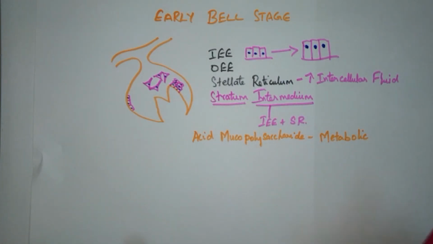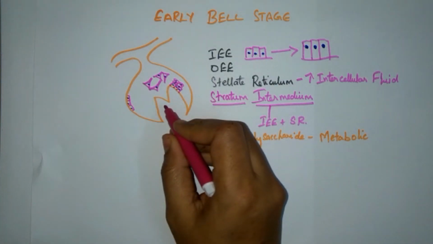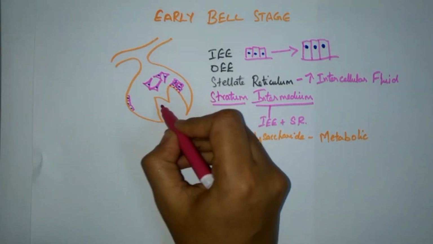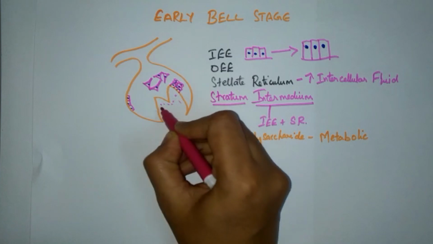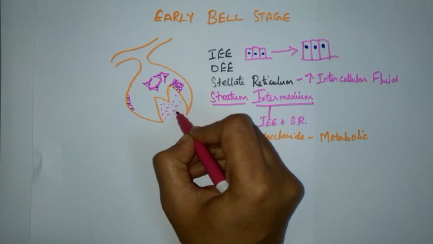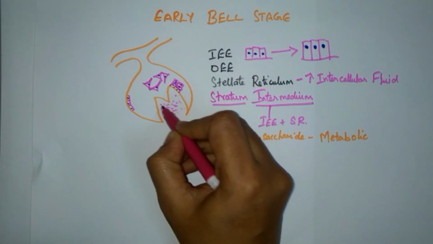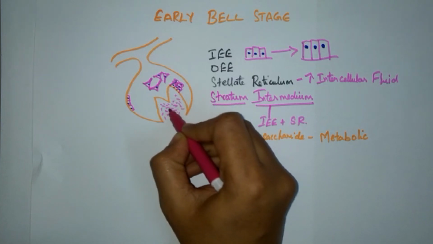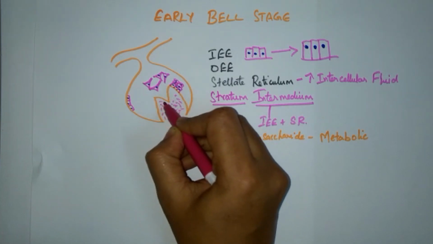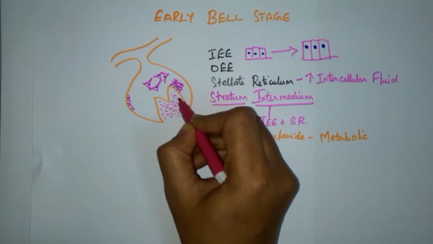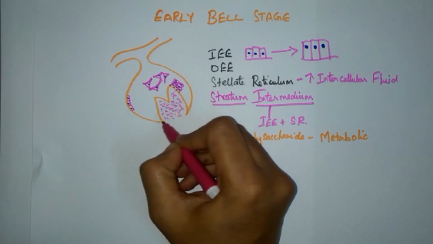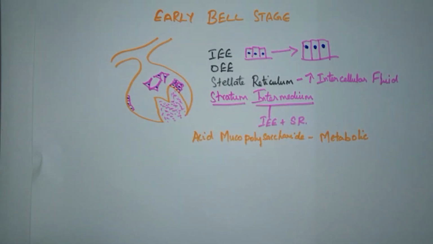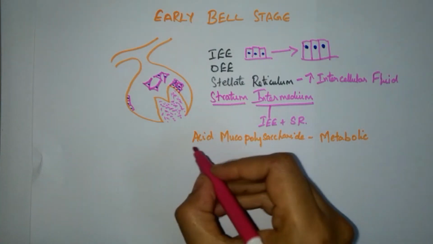Now we need to know how this dental papilla will appear. There is condensation of the fibers of the dental papilla. The fibers become densely condensed, and in the next stage, that is in the late Bell stage, these mesenchymal cells are going to differentiate into odontoblasts.